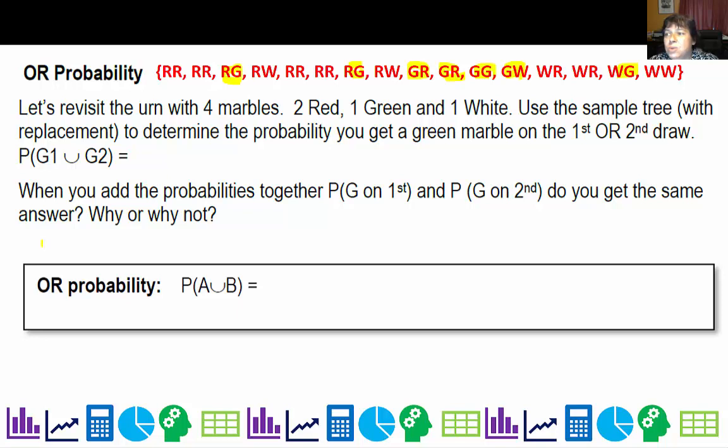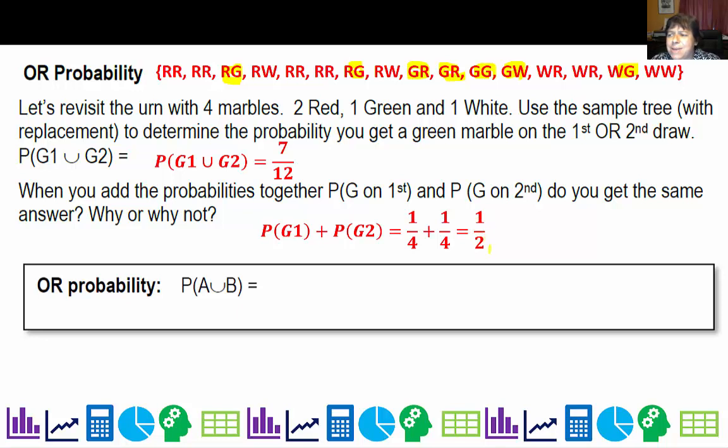Well, these are the ones where I get a green marble on the first or second draw. I'm going to write it down: probability of green on first or second. That's going to be 7 out of 12 because 7 of these have a green in them somewhere. When I add the probability of getting a green on the first, that's 1/4, and I add the probability of getting green on the second, that's 1/4 as well, and I add those two together and I get a half.